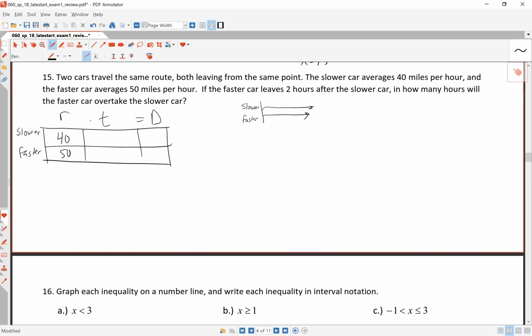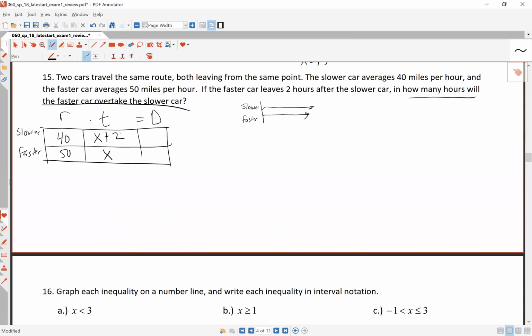So that means if the slower car travels, the faster car will travel for less time. And we want to know how many hours will the faster car overtake the slower. So we want to know how long it takes this faster car. So let's let that be the variable. And then the slower car traveled for a whole 2 hours while that faster car didn't move. So it's 2 hours more travel time for the slower.